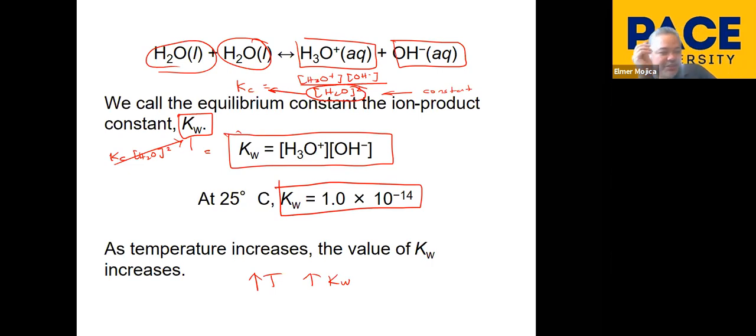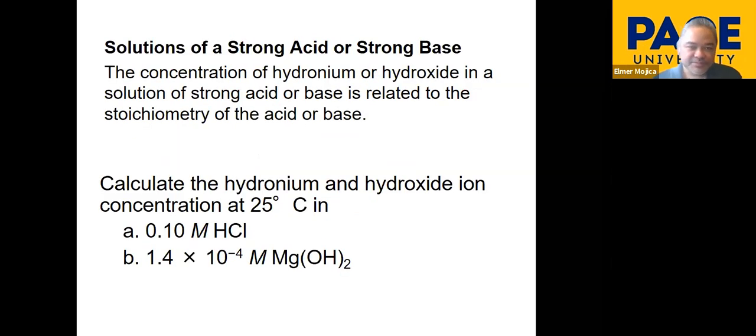Now, in this chapter, we're going to deal with what we call strong acids and strong bases. We already have a definition of a strong acid and a strong base. And the way that we look at these strong acids and strong bases, we just look at the concentration of the hydronium ion or the hydroxide ion.